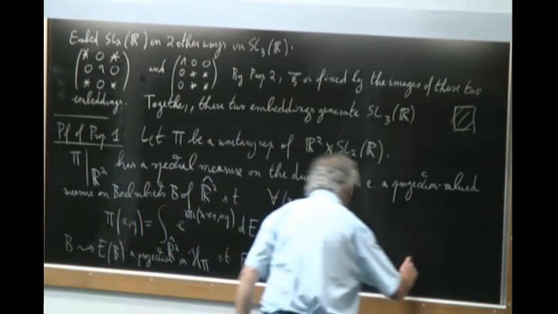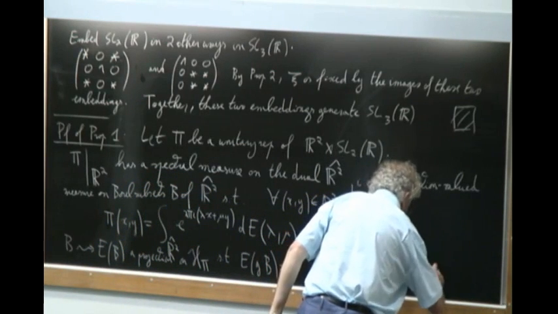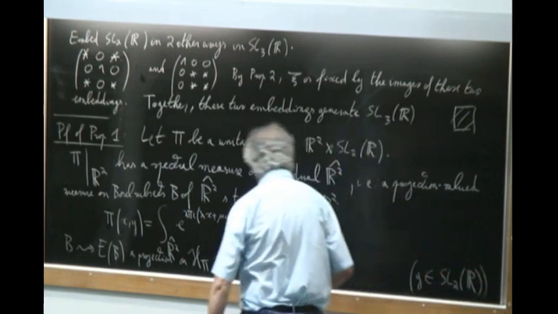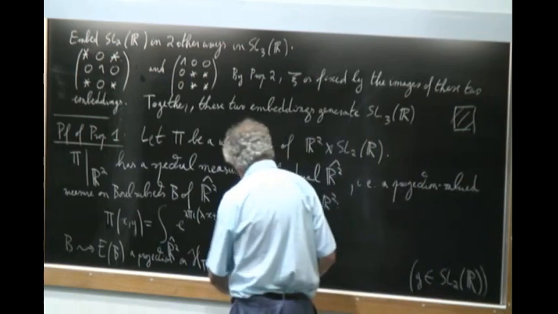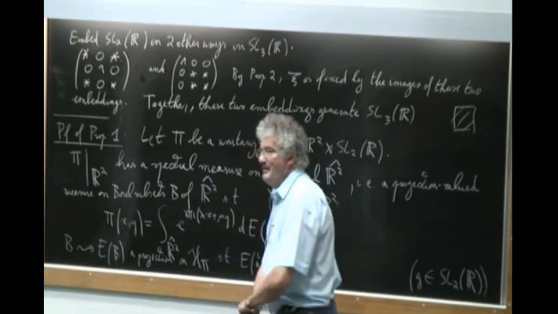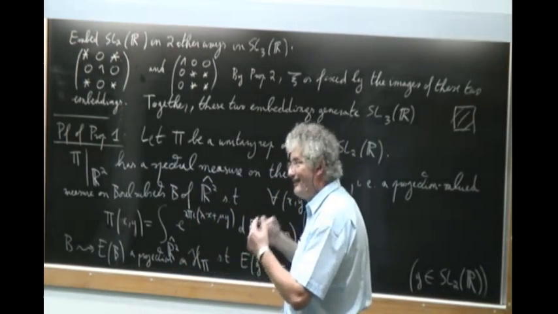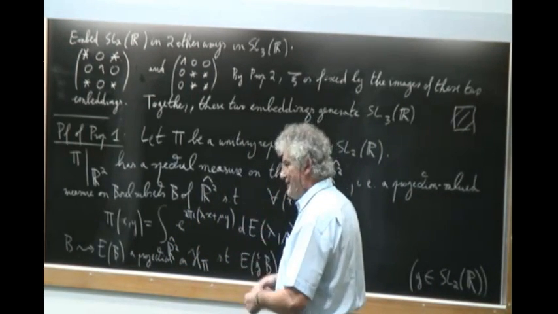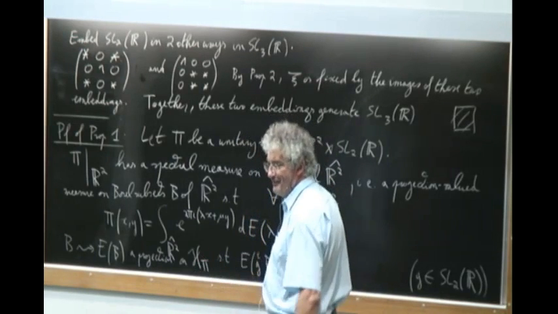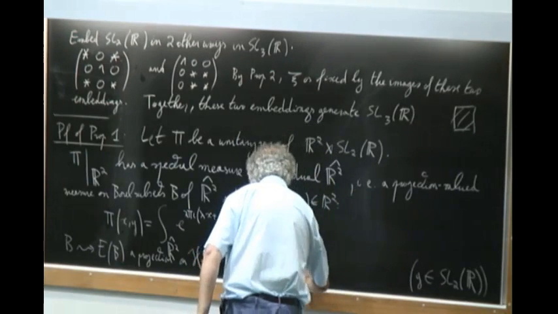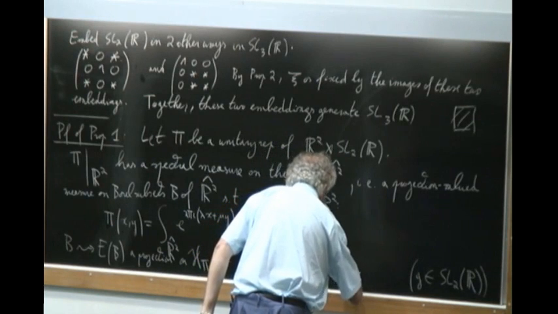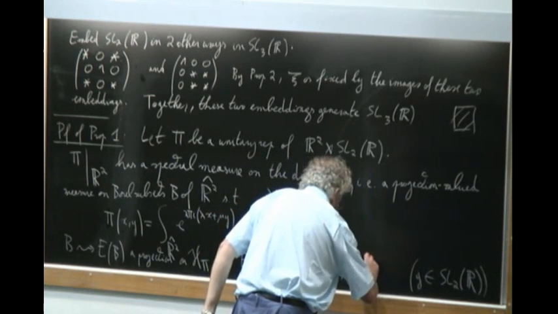that if we apply an element of SL2R, and if we move the Borel set by that element, maybe we are on the dual, so I shouldn't be caught in my own trick. So let me put a transpose here. So this will be pi of g, E of B, pi of g inverse.